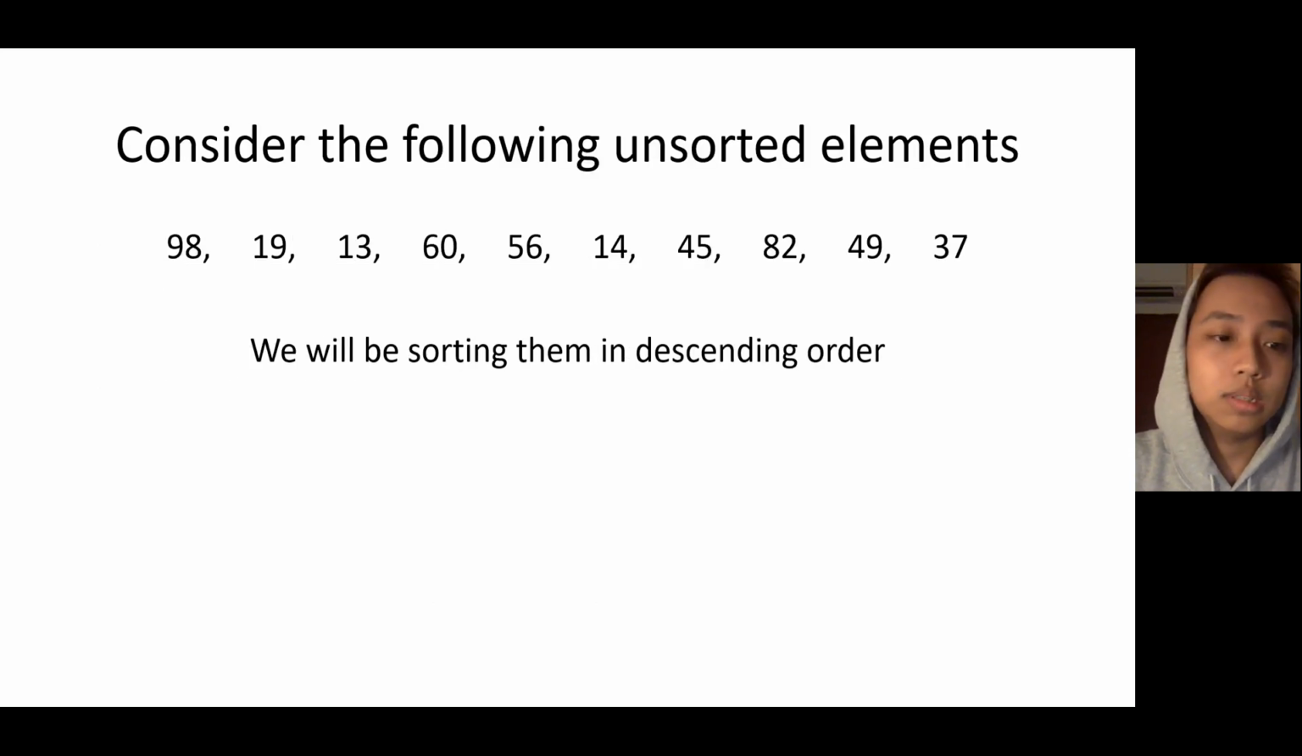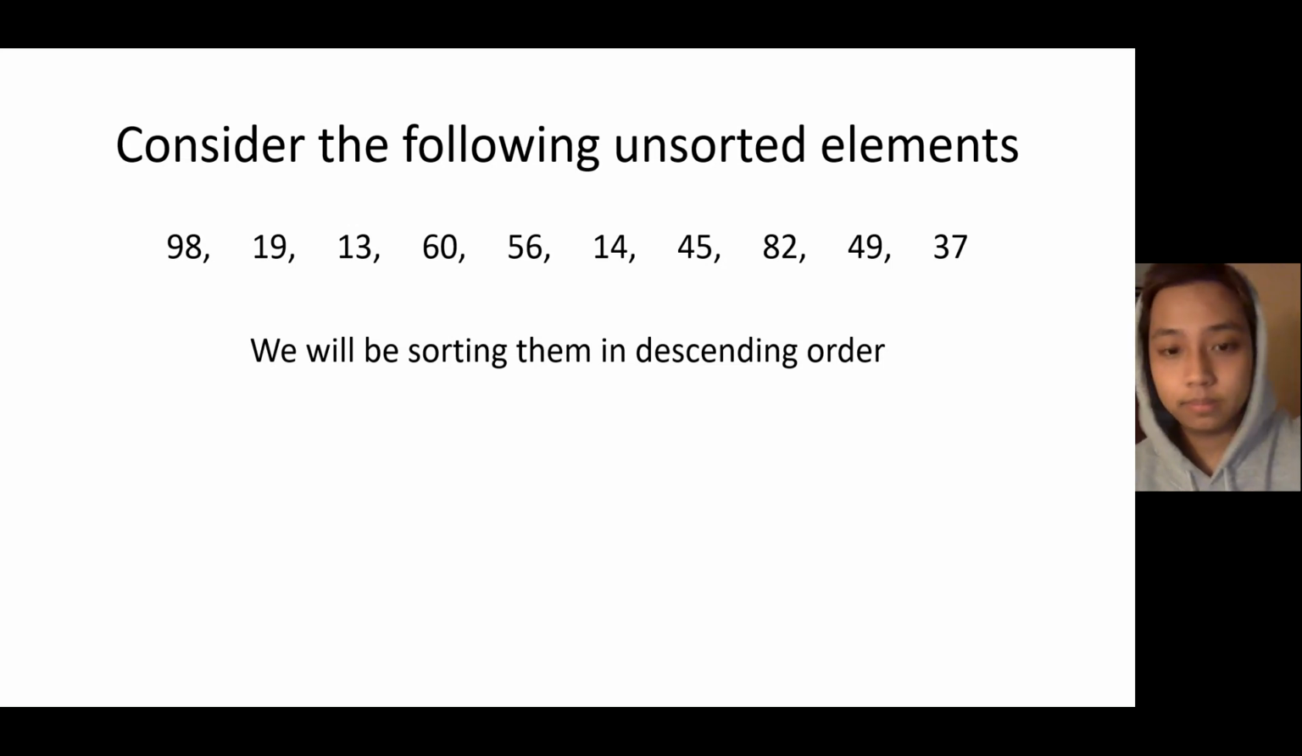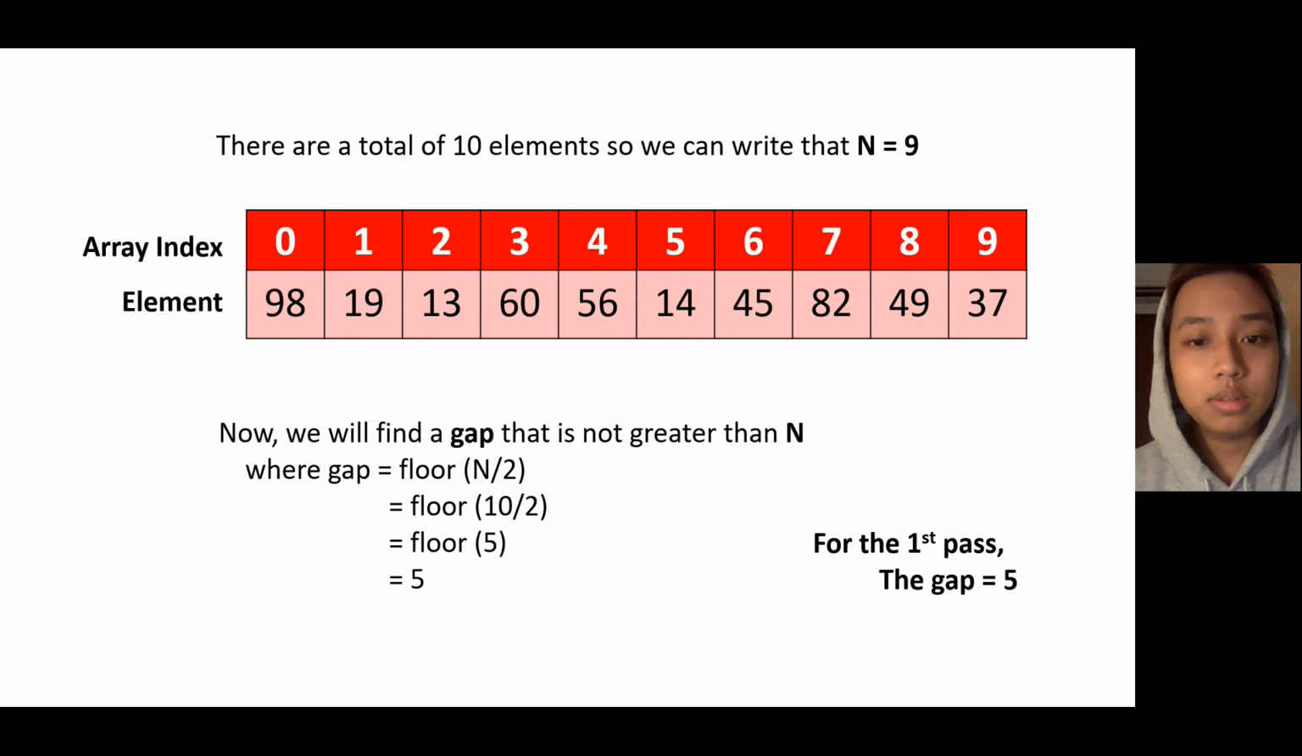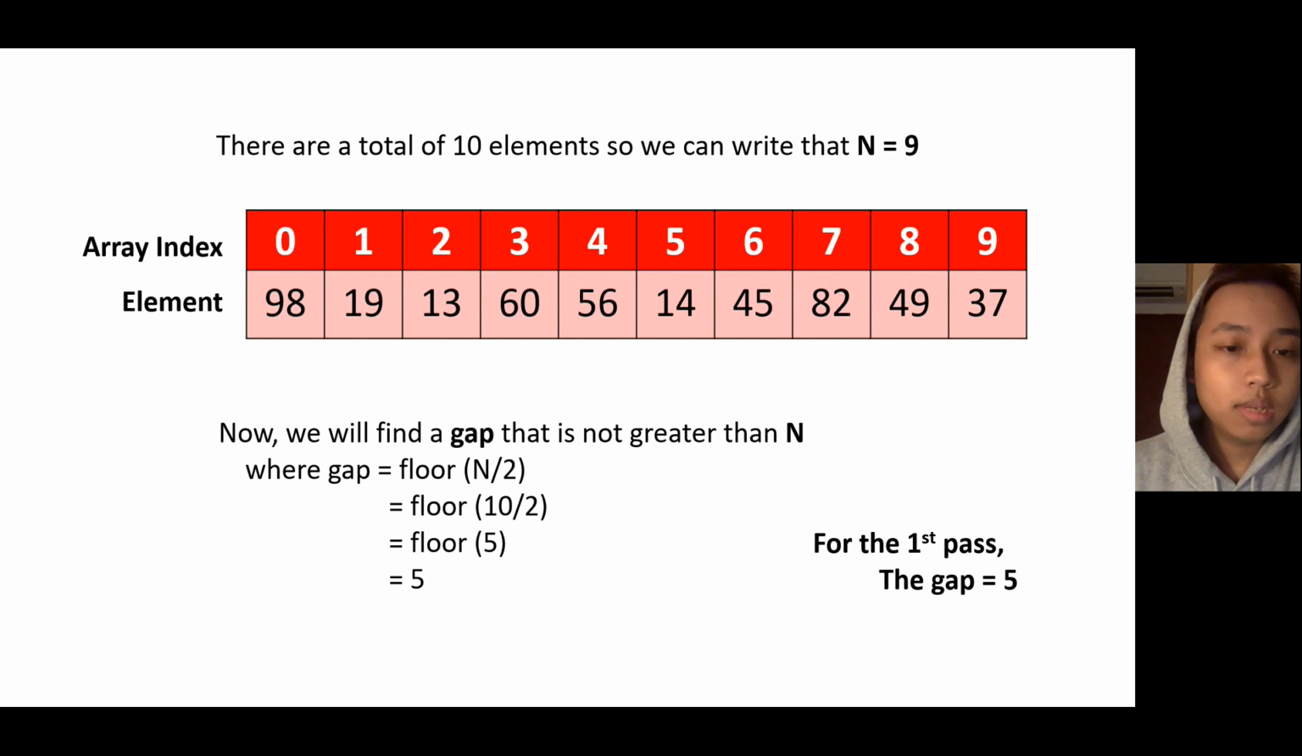Consider the following unsorted elements: 98, 19, 13, 60, 56, 14, 45, 82, 49, 37. We will be sorting them in descending order. There are a total of 10 elements, so we can write that n equals 9. The array index starts from 0 and ends with 9.